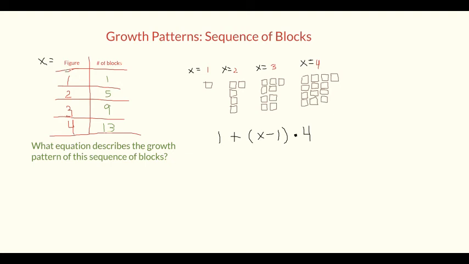So 1 plus x minus 1 times 4 is our formula to help describe this growth pattern of the sequence of block figures. And another way of looking at this is that each figure is increasing by 4 blocks. This creates a linear relationship.